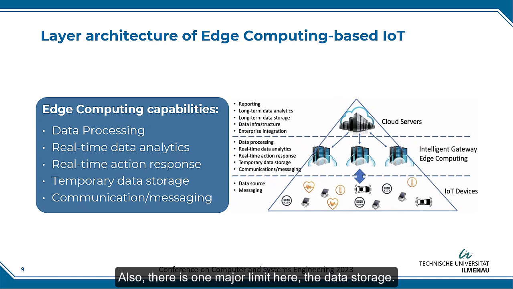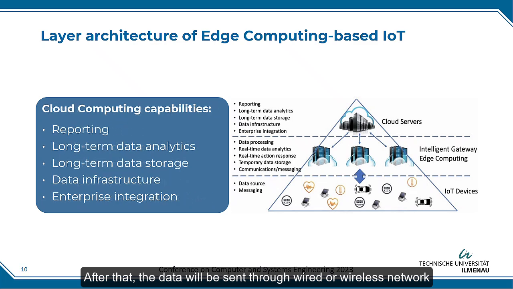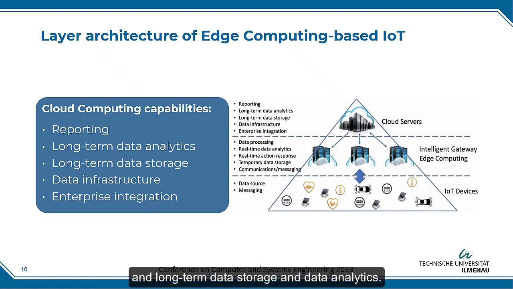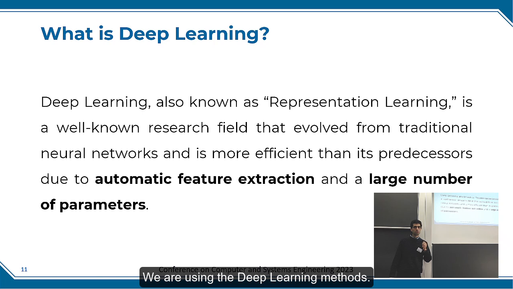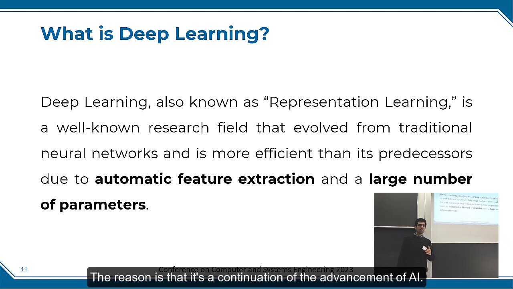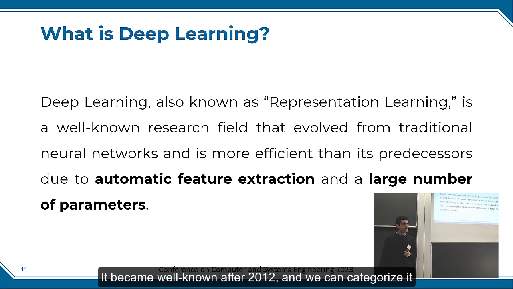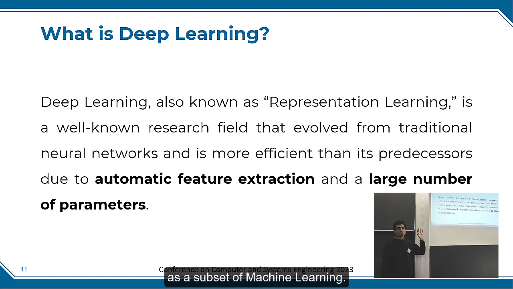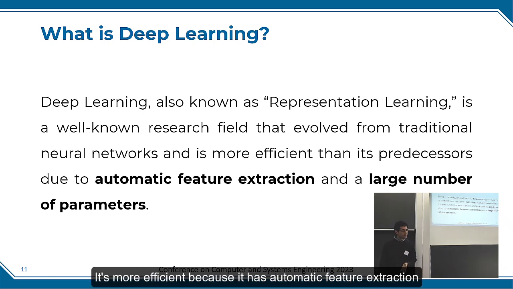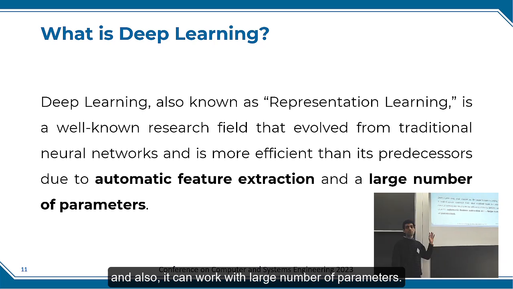Also, there is one major limit here: data storage. In contrast to cloud computing, it cannot provide us with a lot of data storage, but it also works like a cache. It's going to send all the data in wired or wireless form to the cloud servers, and they're going to be used for reporting, long-term data storage, and data analytics. But what are the methods that we are using? We are using deep learning methods, because it's a continuation of the advancement of artificial intelligence. It became really well known after 2012, and we can categorize it as a subcategory of machine learning. It's more efficient because it has automatic feature extraction and can work with a large number of parameters.